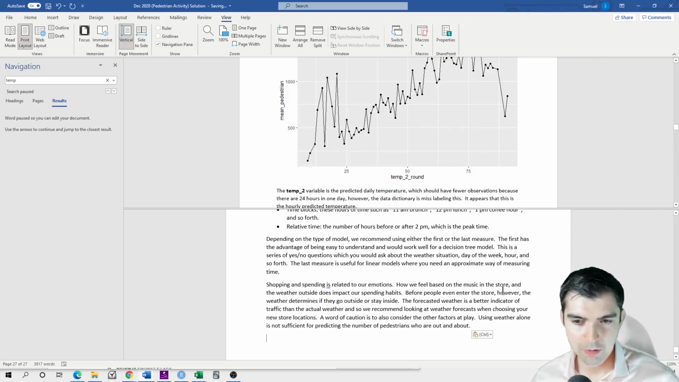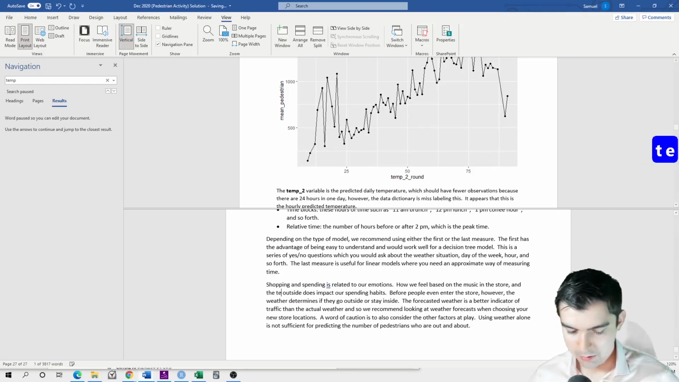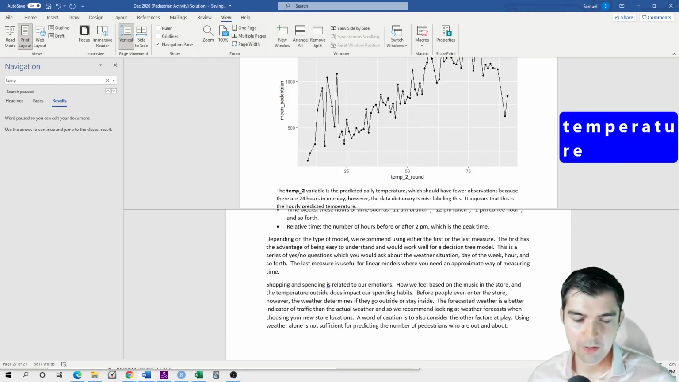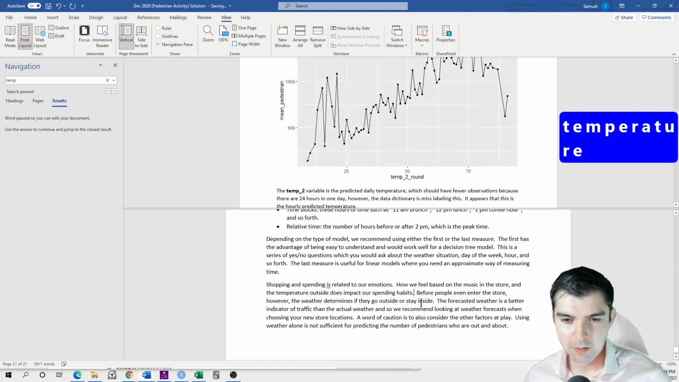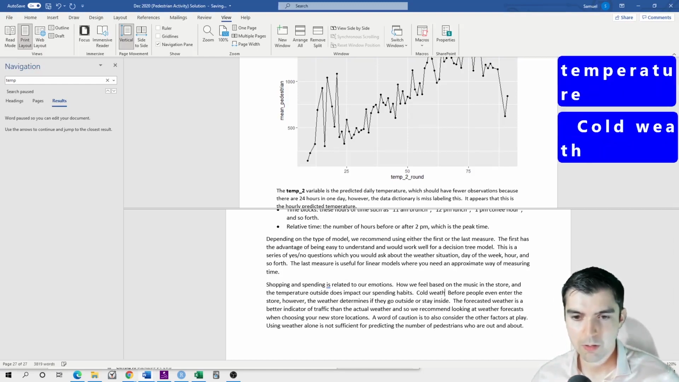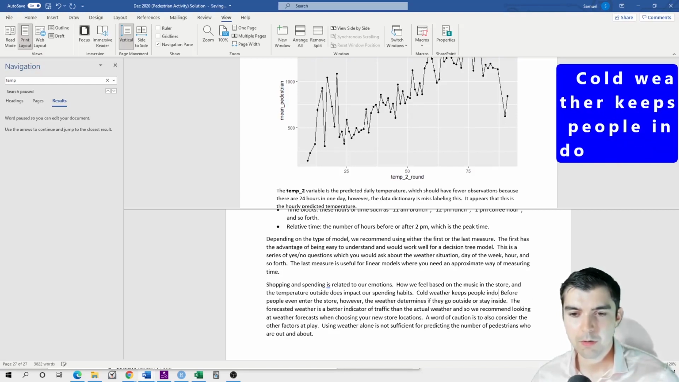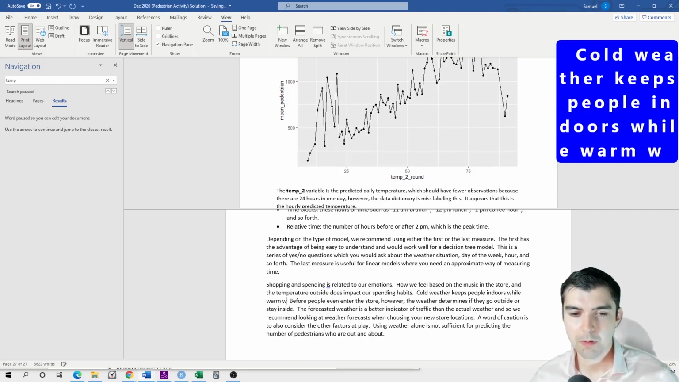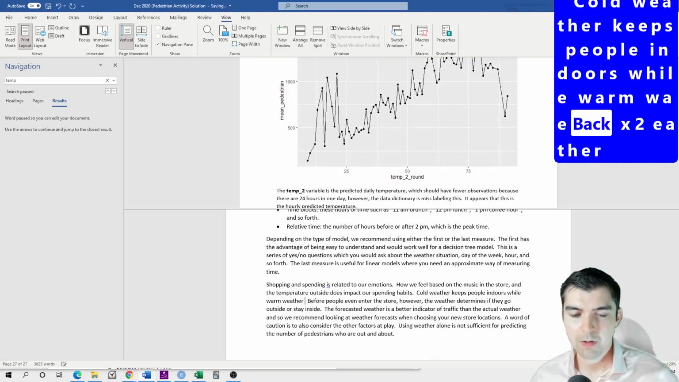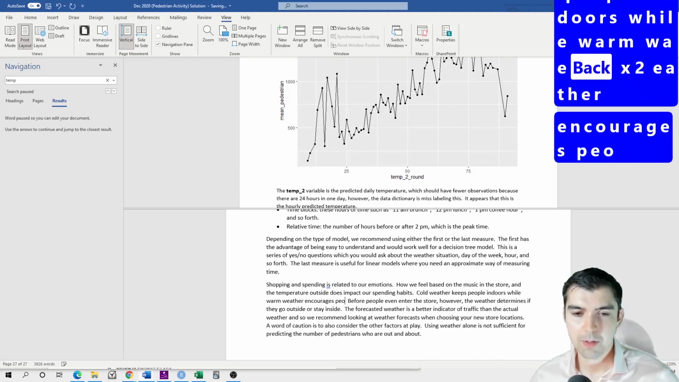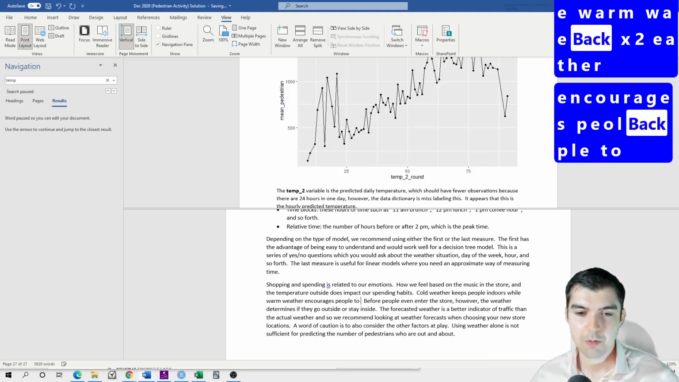How we feel based on the music of the store and the temperature outside does impact our spending habits. You know, cold weather keeps people indoors, while warm weather encourages people to go outside.